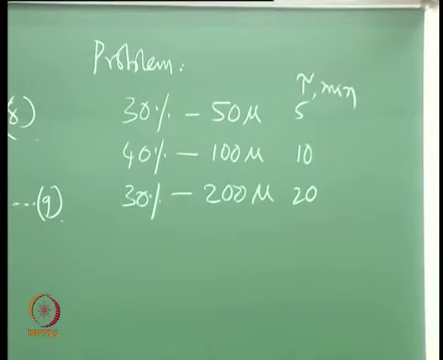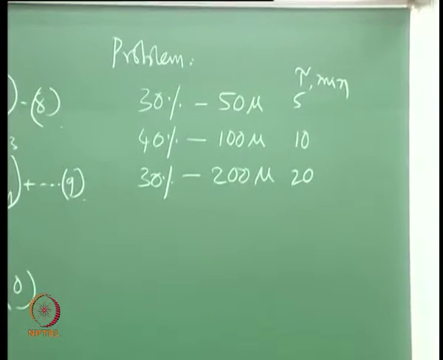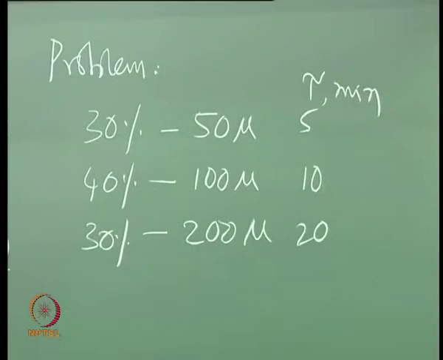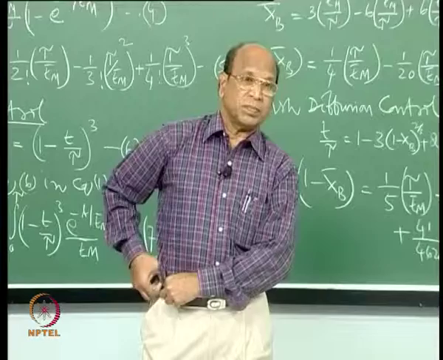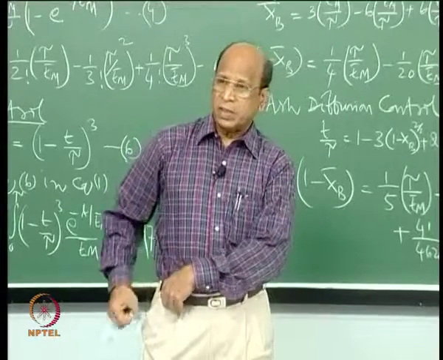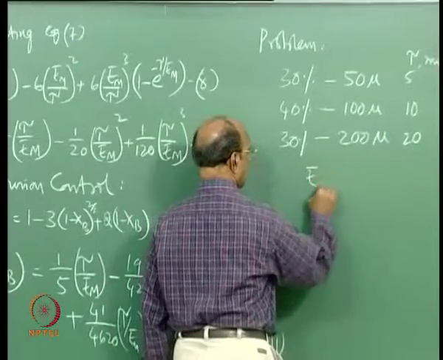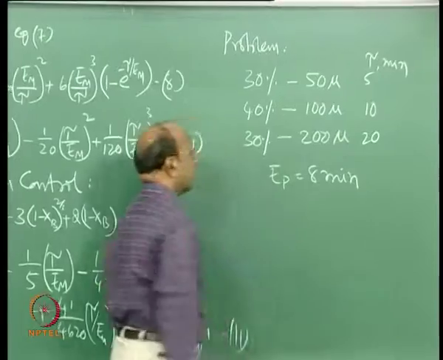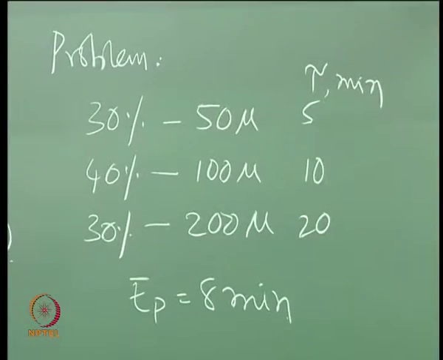Find the conversion of solids for a residence time of 8 minutes in the reactor, very nice problem. So, T bar P is 8 minutes. Tau's are given, tau for 50, tau for 100, tau for 200.